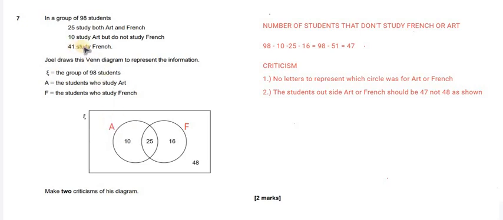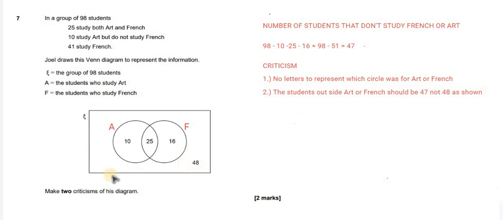41 study French, so 41 minus 25 would be those who study French but do not study art, which is 16, so that's correct. So that's French. But now, the rest of the group of the students who do not do art or French, that would be 98 minus 10, minus 25, and minus 16. And that gives 47. So that's wrong.